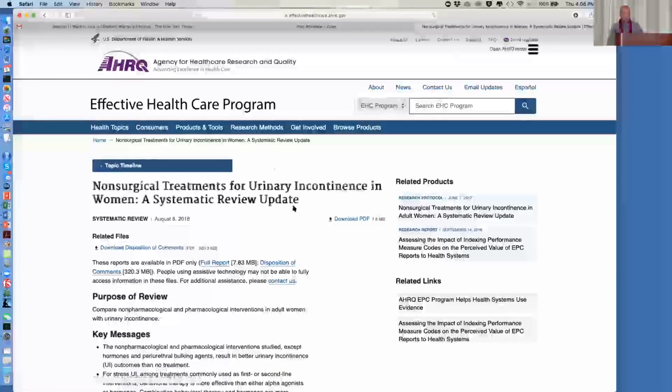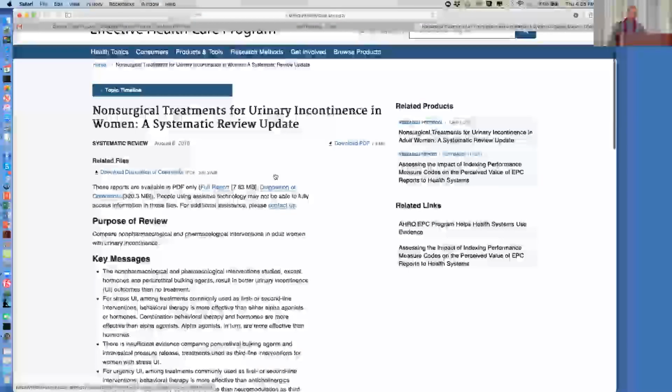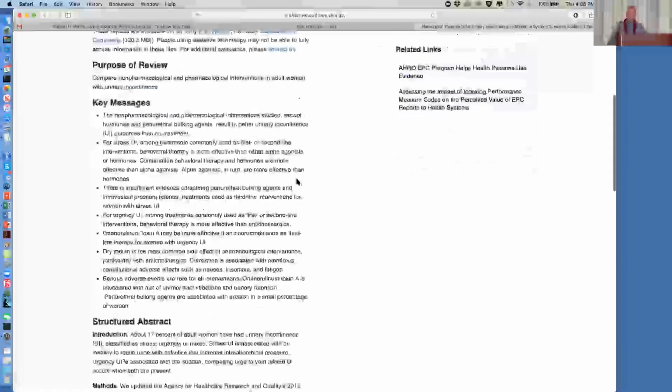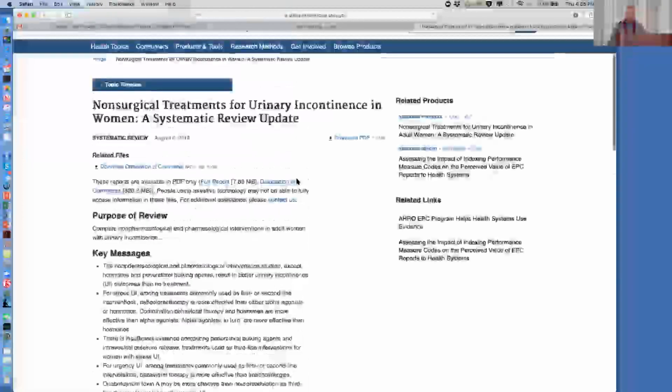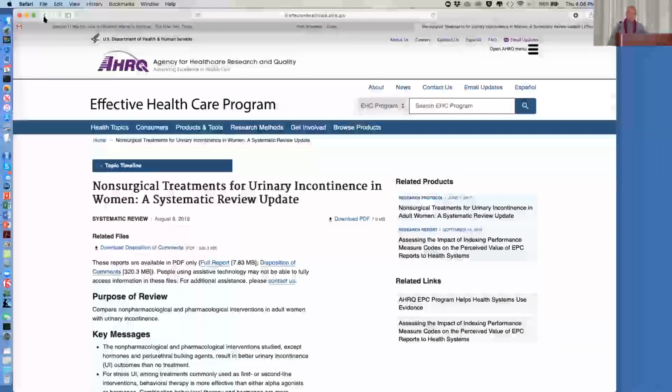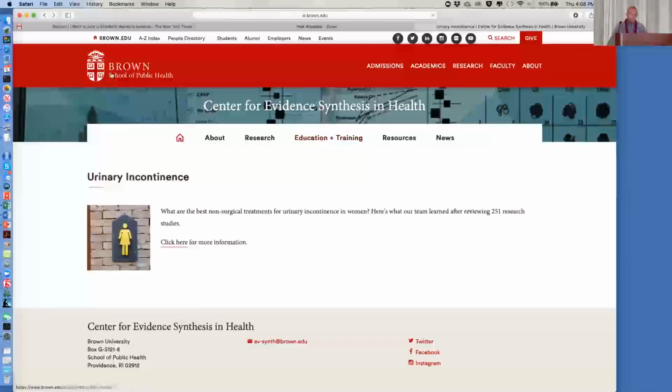This probably just takes you to the AHRQ website, to the Effective Healthcare Program, and you can download this report. So if you want to see what one of these reports actually looks like, with all the stuff that we've learned, you can look at that.